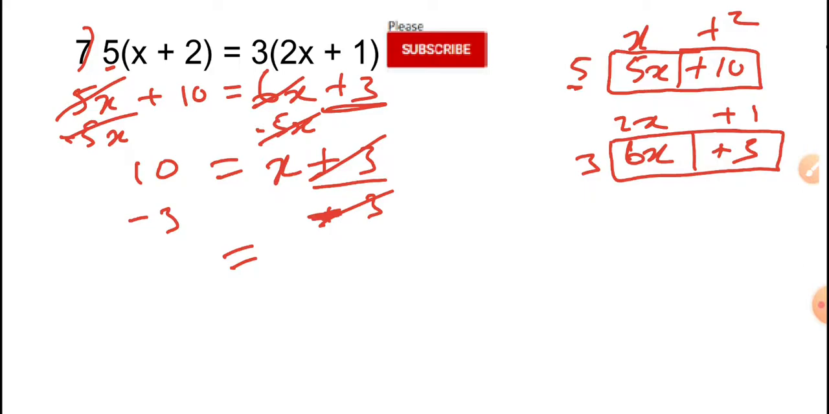So on the right hand side, the plus 3 and the minus 3 have cancelled out, leaving just x. On the left hand side, 10 take away 3 is 7, or x is equal to 7.